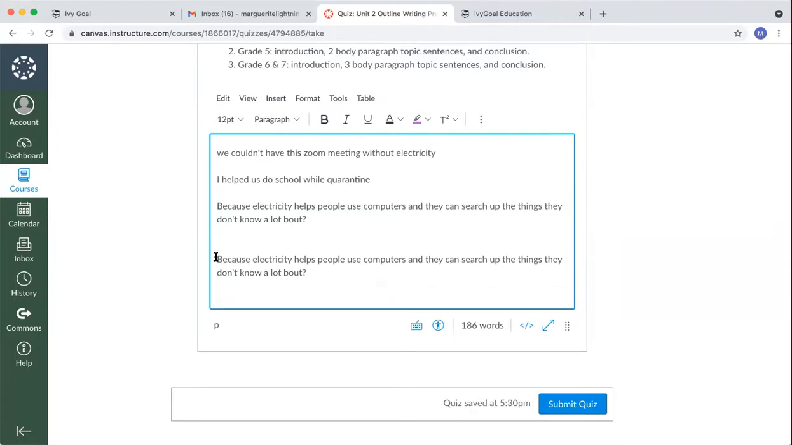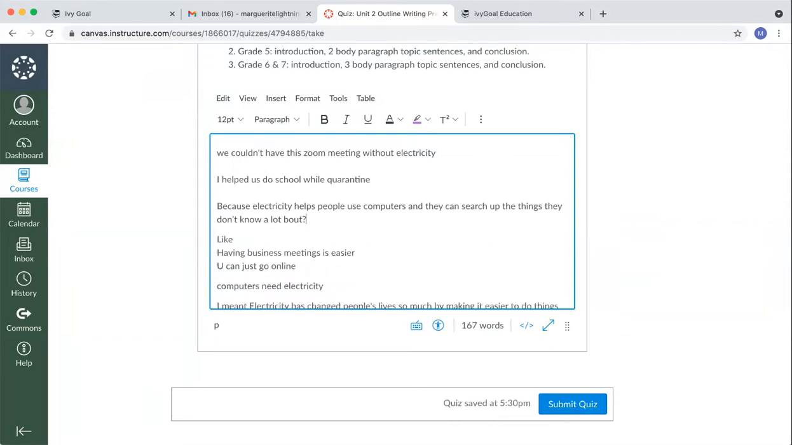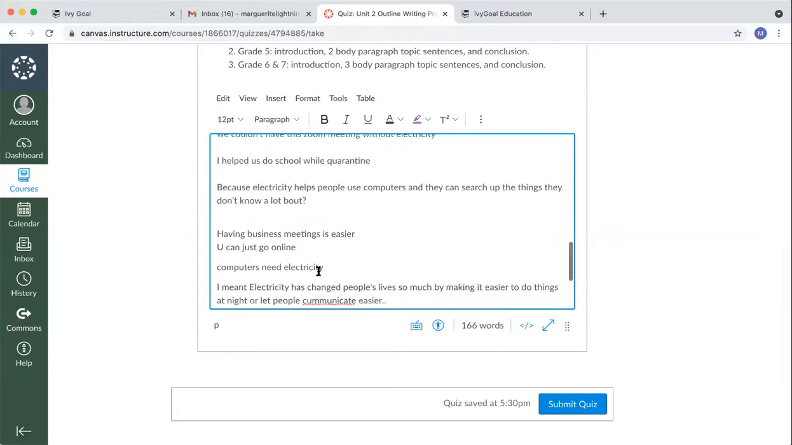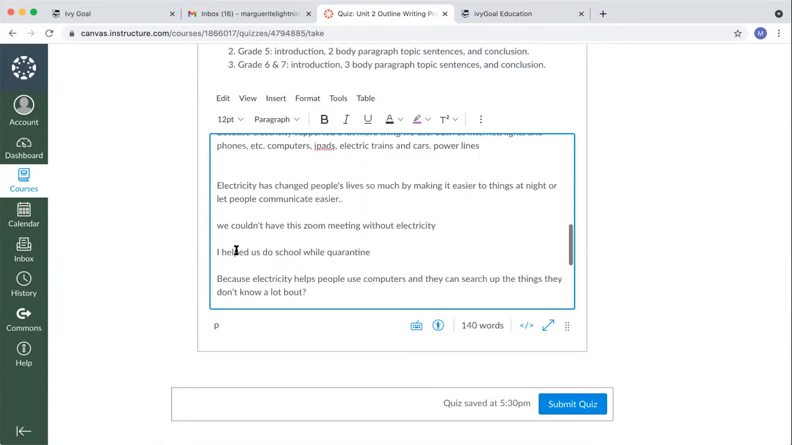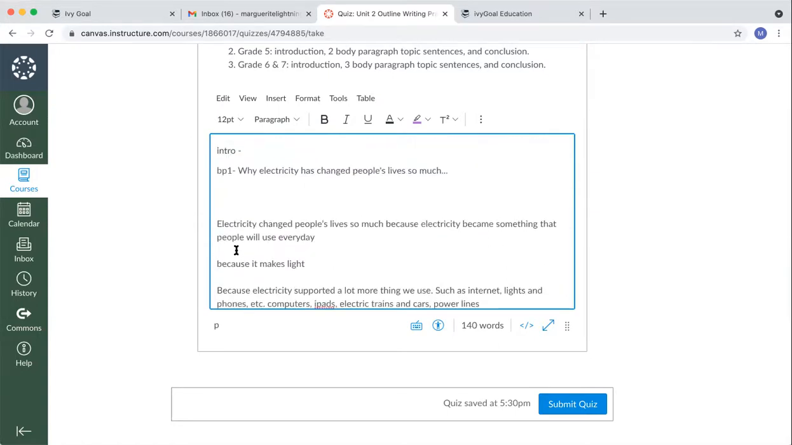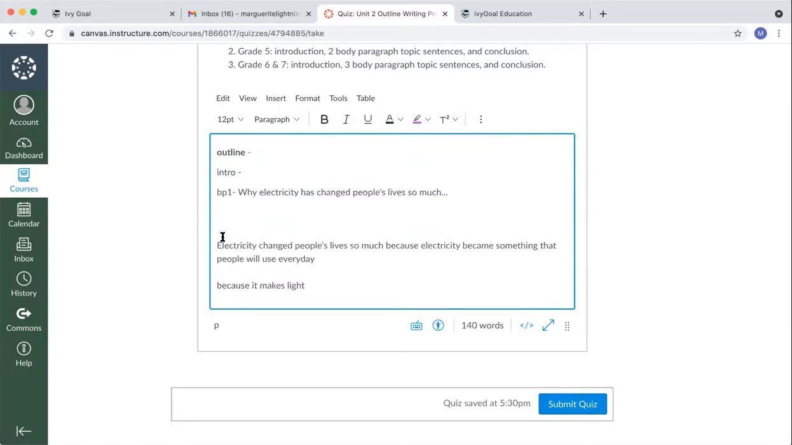Yeah, so electricity offers us the opportunity to get online and to learn things we didn't know about. Having business meetings and class meetings, you can just go online. Yeah, we said computers need electricity. That's right. Okay, very good. These are all great ideas. So we spent about 5 minutes together coming up with some ideas.